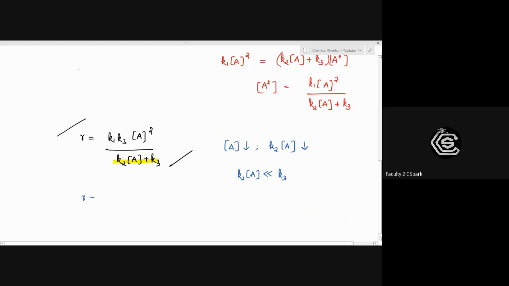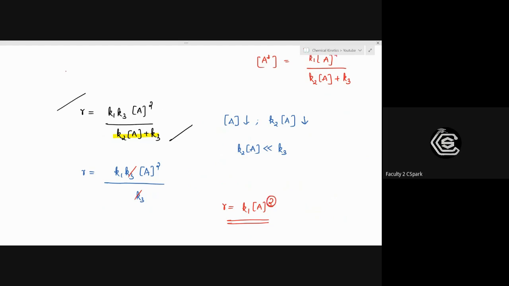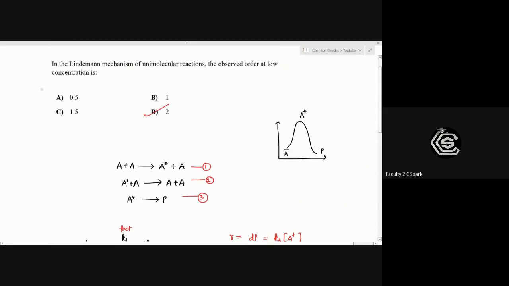Upon doing that, K1 K3 concentration of A to the power 2 divided by K3, we neglect K2A because the value is not that significant. Its value is low. So you will get it like this. Correct? Upon further simplification, what you have is rate equal to K1 into concentration of A to the power 2. How does the rate depend on concentration of A? It's following second order kinetics with respect to A. And that is the answer. The order of the reaction is 2, Option B. This was asked in CSIR 2011.